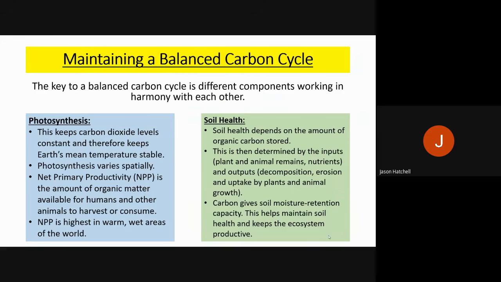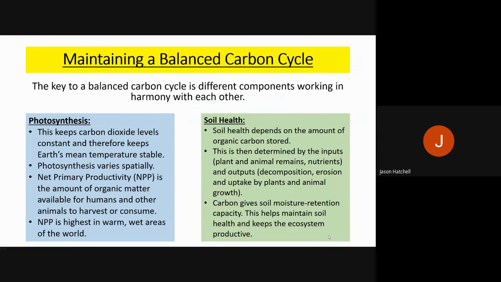Now, photosynthesis, that process involving plant growth from the energy transfer from the sun to the plant, is really important in the balance of the carbon cycle. It keeps carbon dioxide levels constant and maintains the Earth's temperature at a stable rate. But photosynthesis varies spatially. It varies in where it is at highest and lowest rates, and that's due to climate.